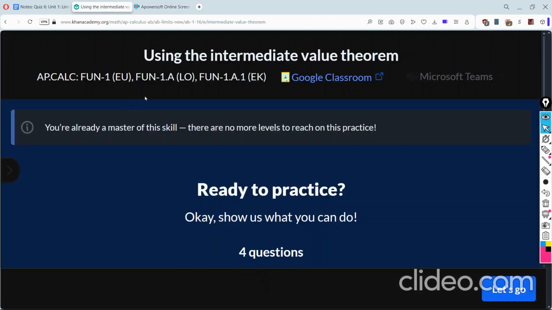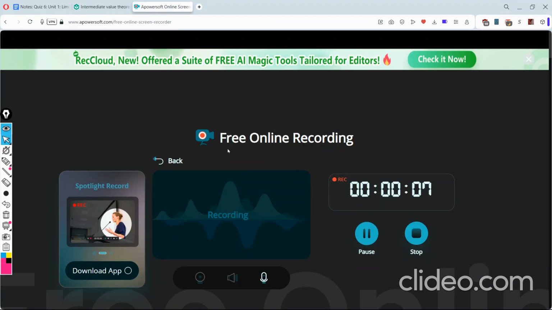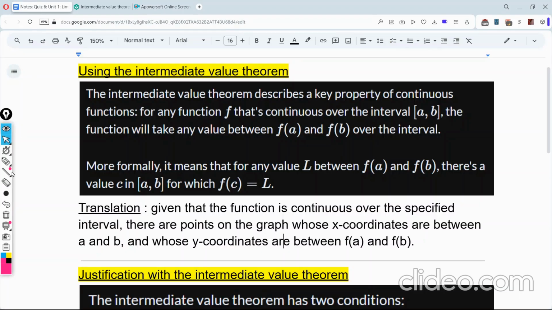This will be for the Khan Academy exercise using the intermediate value theorem. All right, so it says the intermediate value theorem describes a key property of continuous functions.